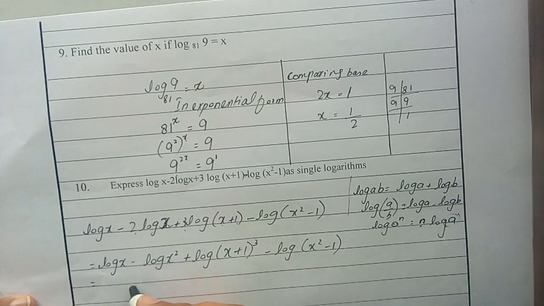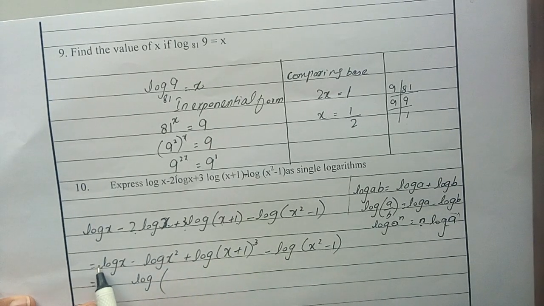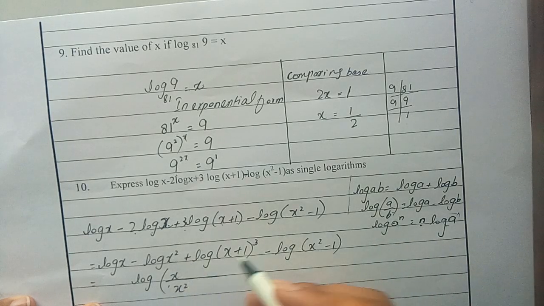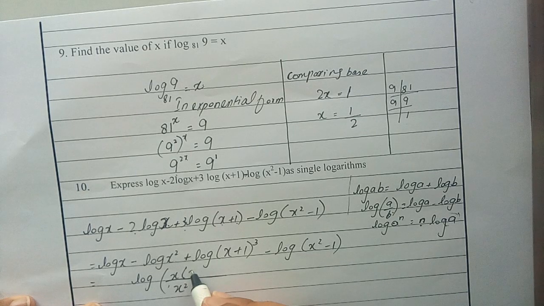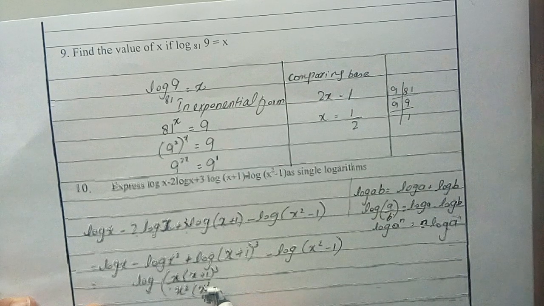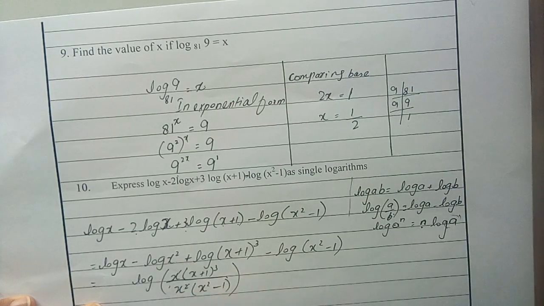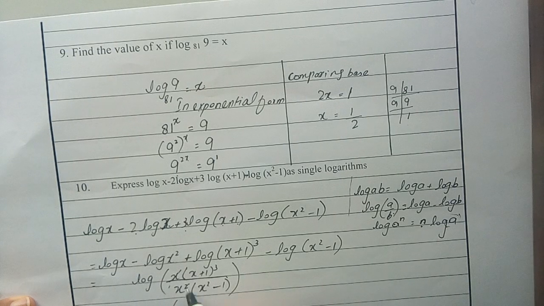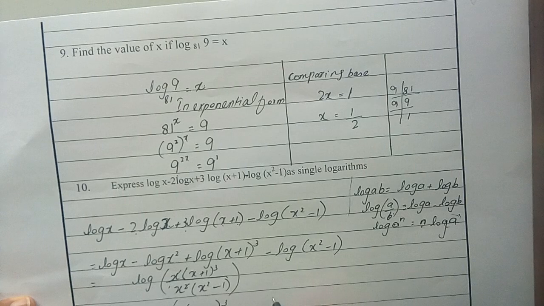Now student, by writing in a single logarithm, log x is a positive term, so it will be written in the numerator here, minus log x square, so the negative term is written in denominator, that is x square, then the positive term is written in numerator, x plus 1 cube, again the negative term is written in denominator, x square minus 1. This x will be cancelled out with this x, it will remain log of x plus 1 cube divided by x into, here is a square minus b square, that is a plus b and a minus b.